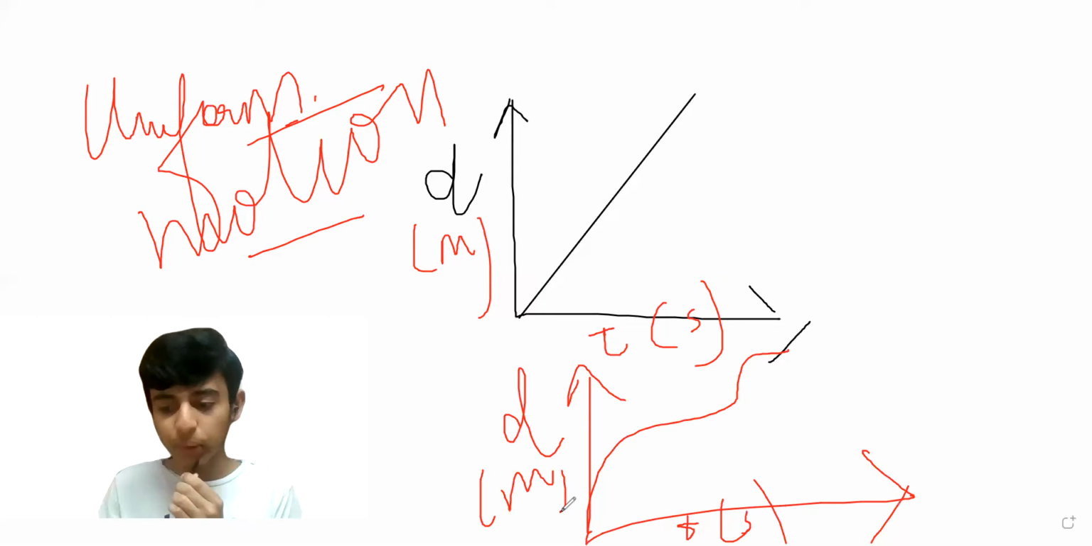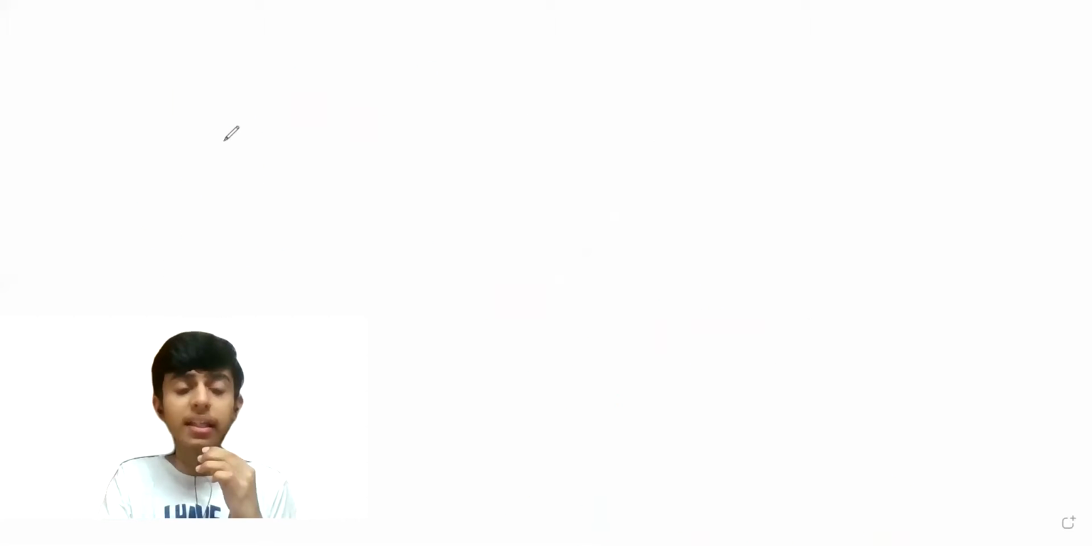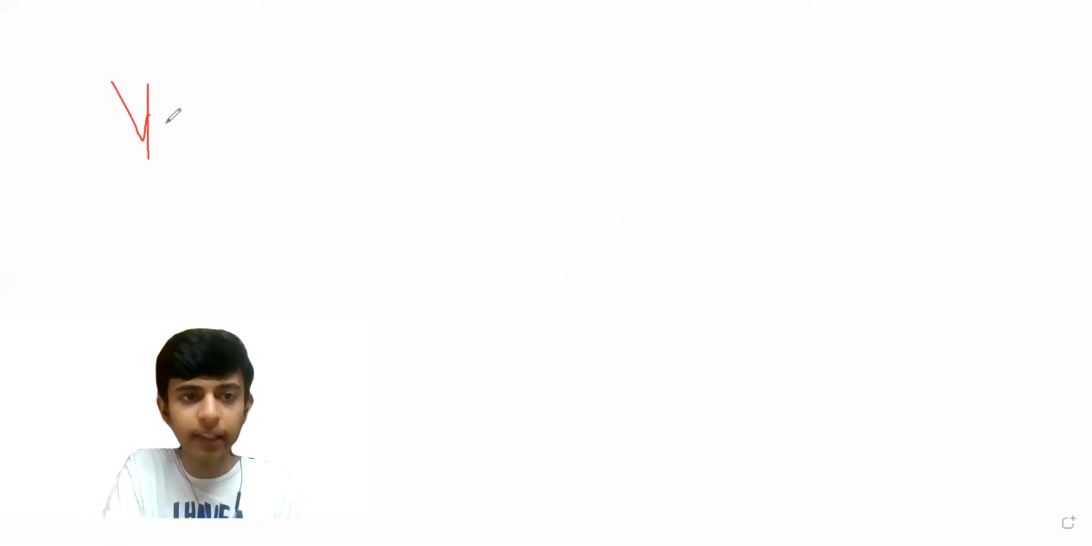Okay, so never forget to write the SI unit. Now I'm moving on to the velocity time graphs. As we know, in distance time graphs we've discussed three cases: rest, uniform motion, or non-uniform motion. Now we are moving on to velocity time graph.